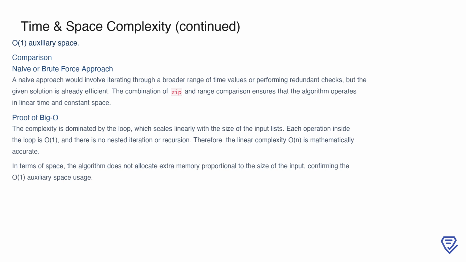Since each operation inside the loop is O(1), and there's no nested iteration or recursion, the time complexity is mathematically proven to be O(n). Similarly, the algorithm's memory usage does not scale with the input size, apart from the input lists themselves, verifying the O(1) auxiliary space. This combination of linear time and constant space makes the solution both efficient and scalable.